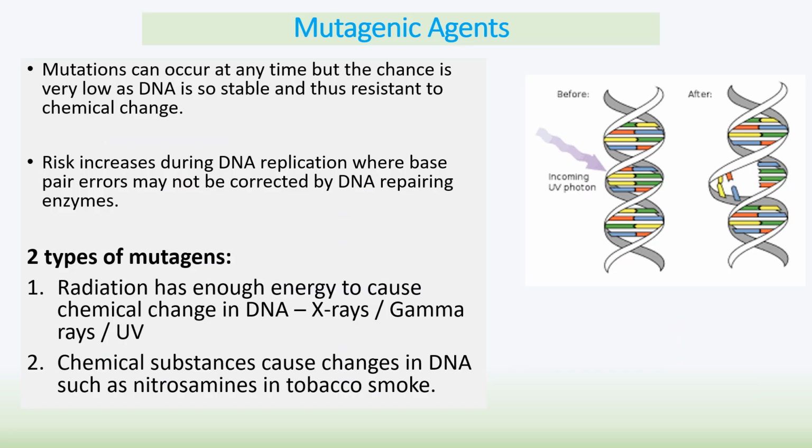Now obviously if mutations happen, this can cause a problem. So mutations are random, they can occur at any time. Their chance is low in DNA, so it's stable and it is resistant, but the risk can increase due to mutagens that can cause errors in pairing of the complementary bases. So there are two main types of mutagens: radiation, which gives enough energy to change the chemicals in the DNA, and chemical substances that change the DNA, such as tobacco smoke, which contains nitrosamines.